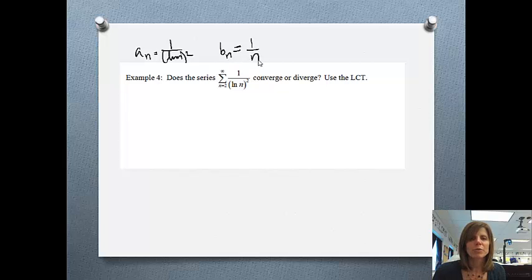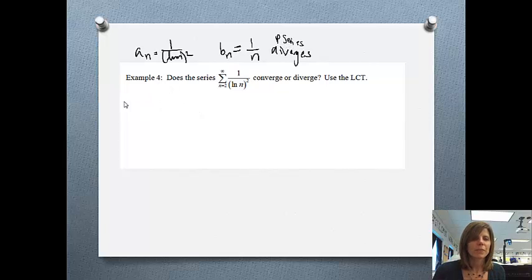Let me choose 1 over n, and then I think either in class or maybe at the end of this video I'll show you why I might not want to pick 1 over n squared to do this. So I'll just pick 1 over n again because that's just a nice one. We found in the previous example that this diverged. It was a p-series. So we're going to stick with that and see if that works.